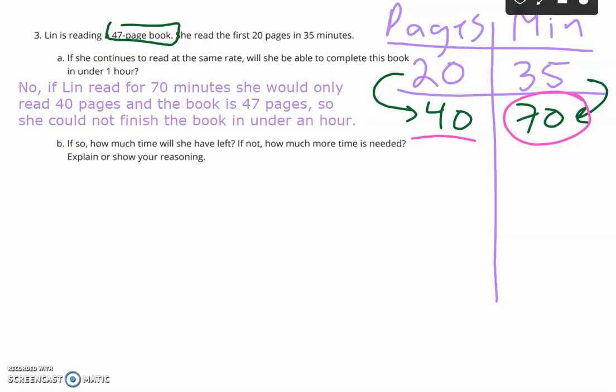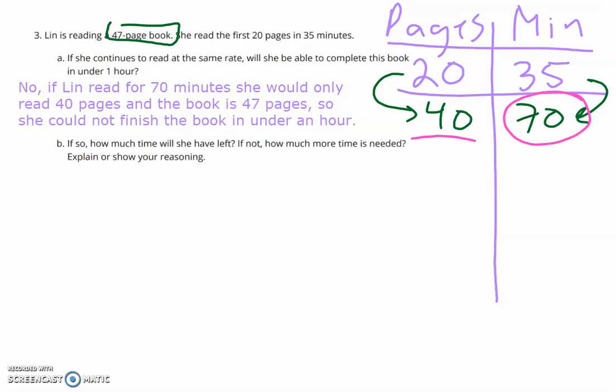All right, the second one says, if so, that was if you answered yes, how much time would she have left? She doesn't have any time left because she couldn't finish it in under an hour. If not, how much time is needed? Explain or show your reasoning. All right, this is going to be tricky.